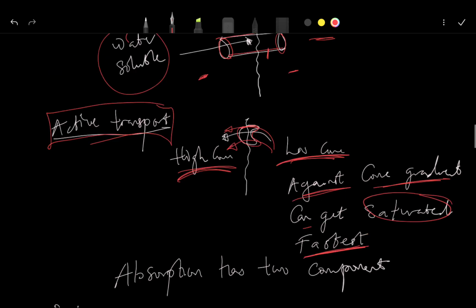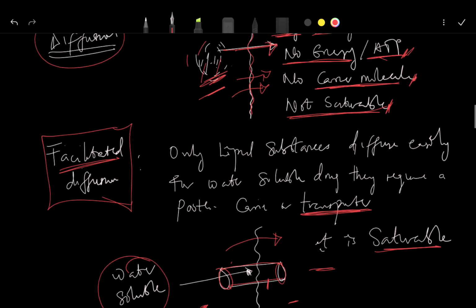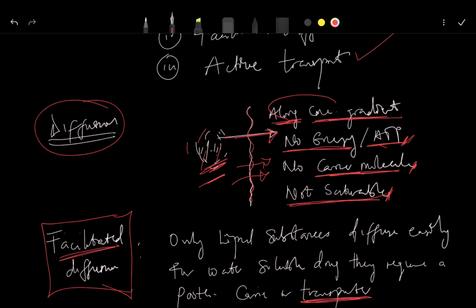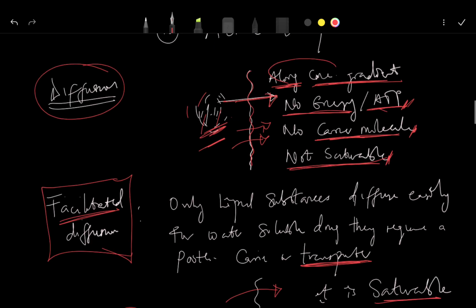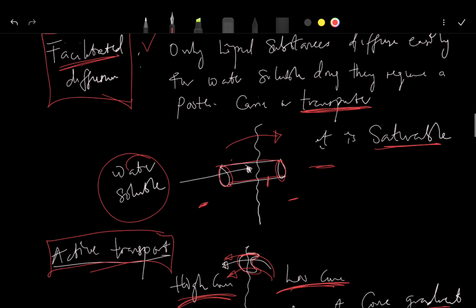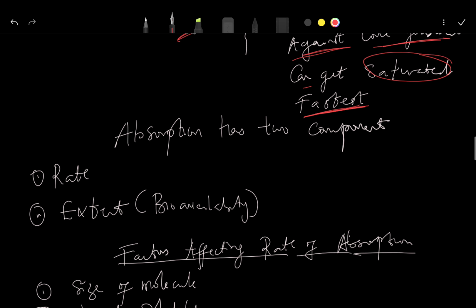Now, again, just to recap, we said there are 3 ways in which substances can pass through the cell membrane, because the cell membrane is a major barrier that drugs must pass through. And the 3 ways are: through diffusion, through facilitated transport, and through active transport. Okay, now let's move further.